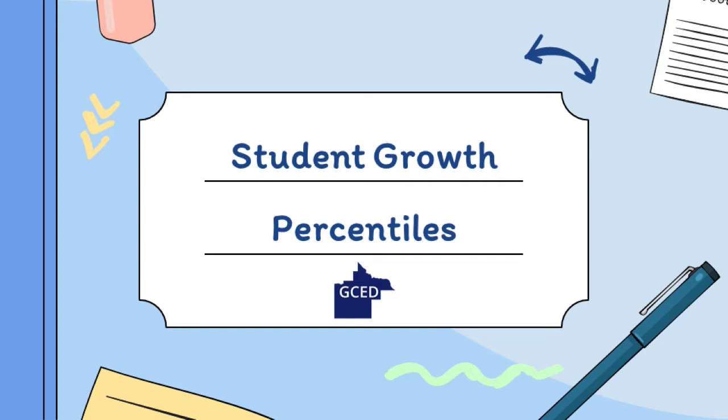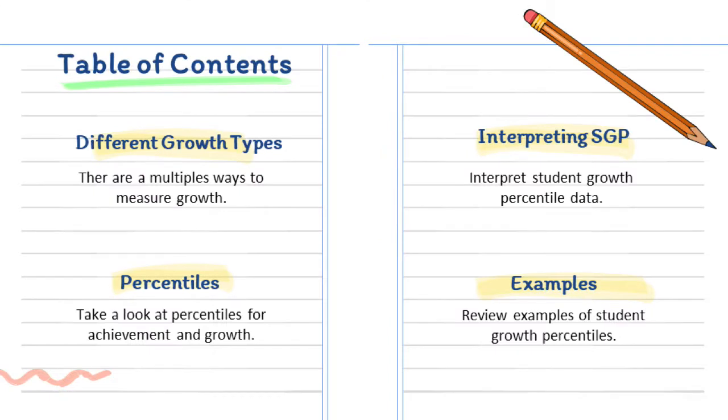This presentation is aligned to our goal of implementing assessments within a multi-tiered system of support. The objective of this module is that you will be able to interpret student growth percentile data. This presentation will cover different types of growth, percentiles, interpreting student growth percentiles, and examples of student growth percentiles.